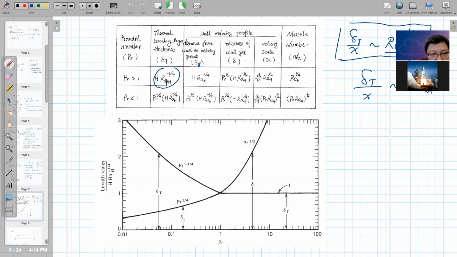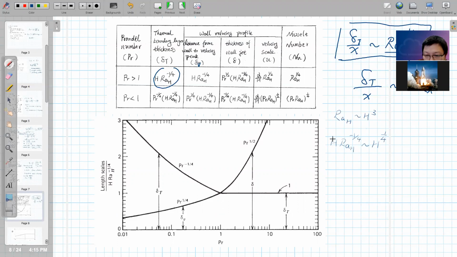Remember that this Rayleigh number has a temperature difference factor and also a cubic length scale. So in these cases, the Rayleigh number depends on H, approximately to the power of three. If you multiply by the power of minus 1/4 and by another H, then H times Rayleigh number to the minus 1/4 is basically equal to H to the 1/4.